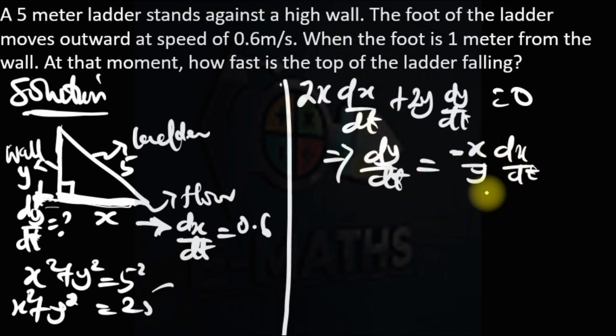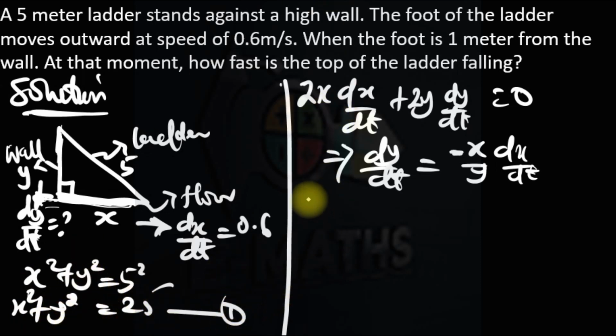So next thing is to substitute the values. We are given dx dt. We are given x. They say when the foot is 1 meter from the wall, so when x is 1. They didn't give us the value of y, but with this equation we can get the value of y. So let's call this equation 1.